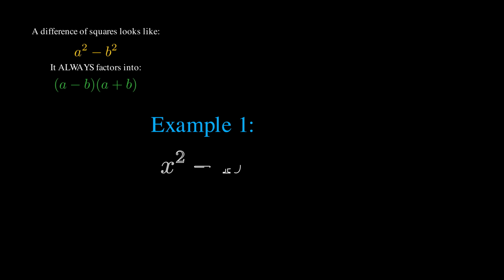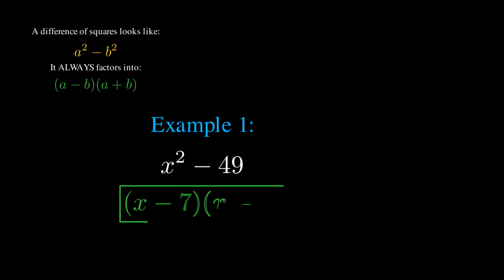Example 1. We're given x squared minus 49. X squared is a perfect square, so a is x. Forty-nine is also a perfect square because 7 times 7 equals 49. So b is 7. Now use the pattern. That means x minus 7 times x plus 7. This is the fully factored answer.